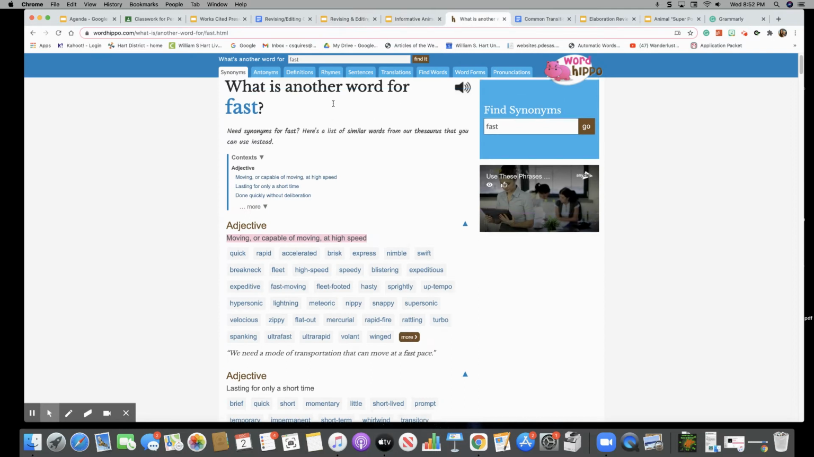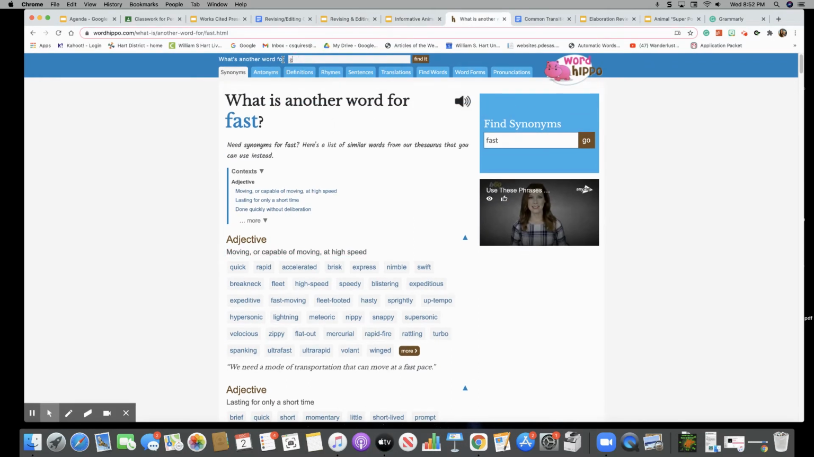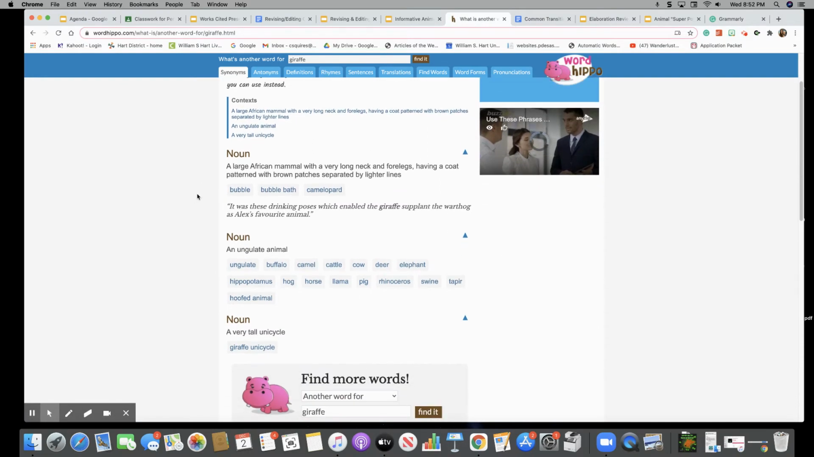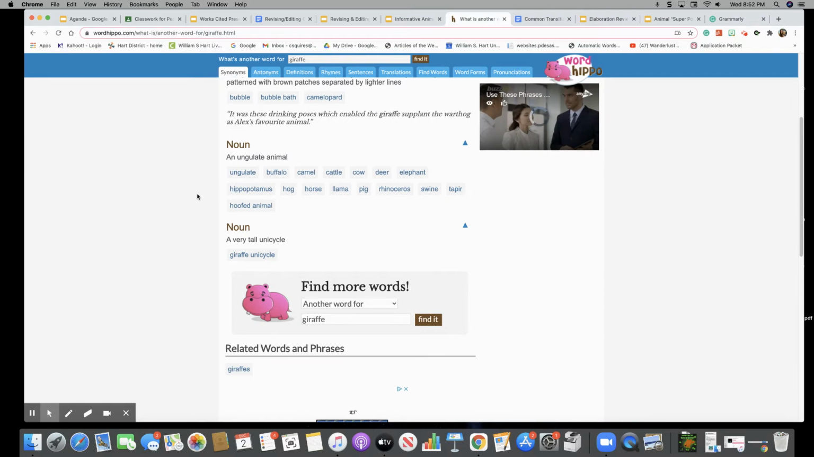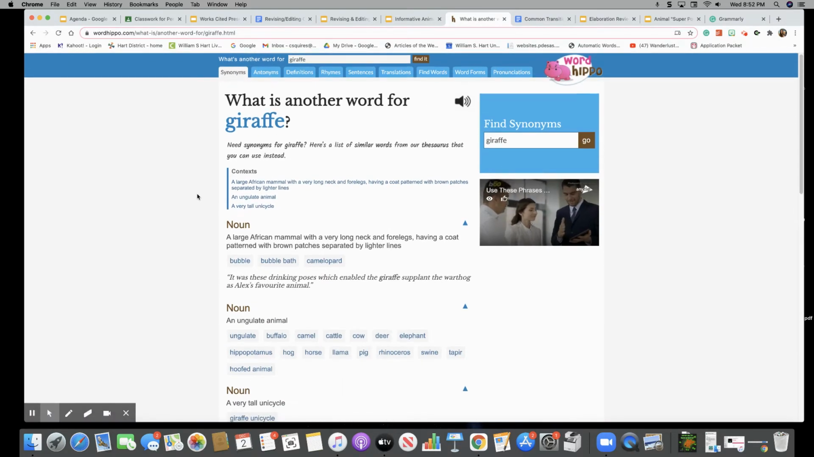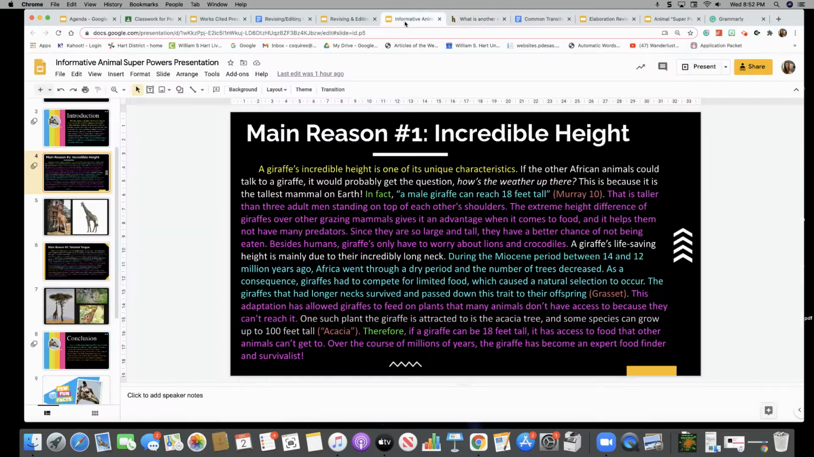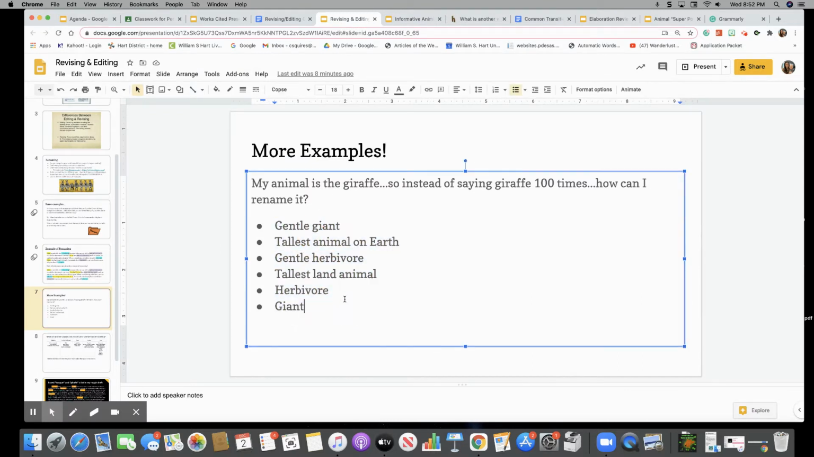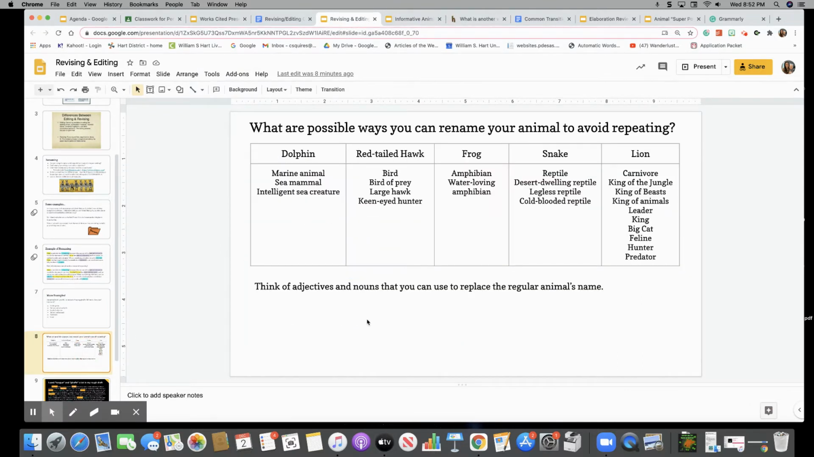But as an example, if I went here and I typed the word giraffe, see, it doesn't really give me anything. So you can't always rely on a website to help you. But what you can do is to brainstorm a list. And that's what this slide is to hopefully help you to kind of start thinking of some ideas.